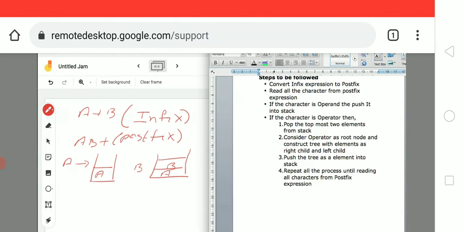So if the character is operator, pop the topmost two elements from stack. So we have to pop, that means we have to delete the topmost two elements. So here we have only two elements, that is A and B. And another step is consider operator as root node. So we have to consider the operator, that means plus. So here plus is the operator and we have to consider it as a root node and we have to construct a tree.